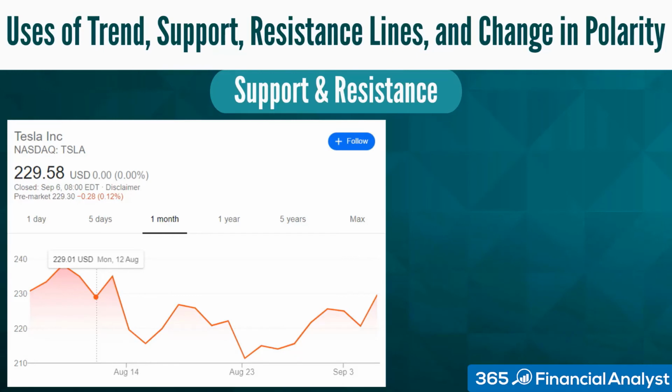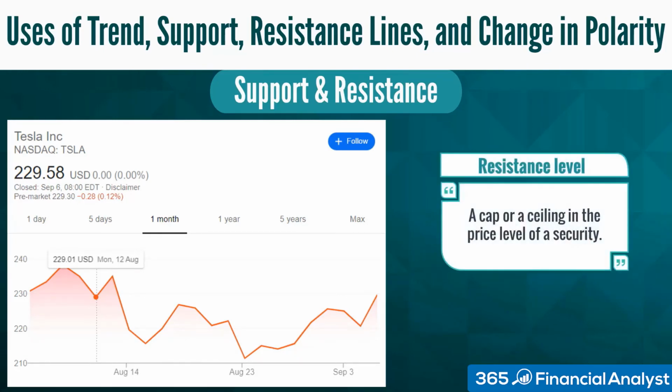A resistance level, on the other hand, is the opposite. It is seen by investors as a cap or a ceiling in the price level of a security. When the price reaches the cap, this most probably means that the security is headed downwards. Resistances are easy to spot too. Just look at a chart and try to identify how many mountain hills you see. These peaks are your resistance levels at different price levels.